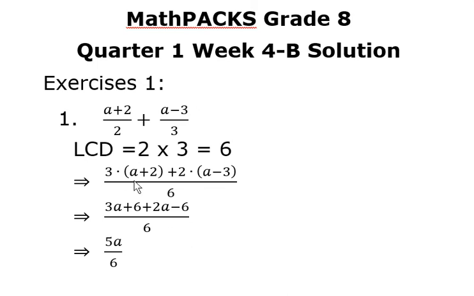Next, we have 3 times a, it's 3a. Then 3 times 2, it's 6. Plus 2 times a, it's 2a. Then 2 times negative 3, it's negative 6. Then simplifying, 3a plus 2a is 5a. Then 6 minus 6 here is 0 all over 6. Final answer is 5a all over 6.